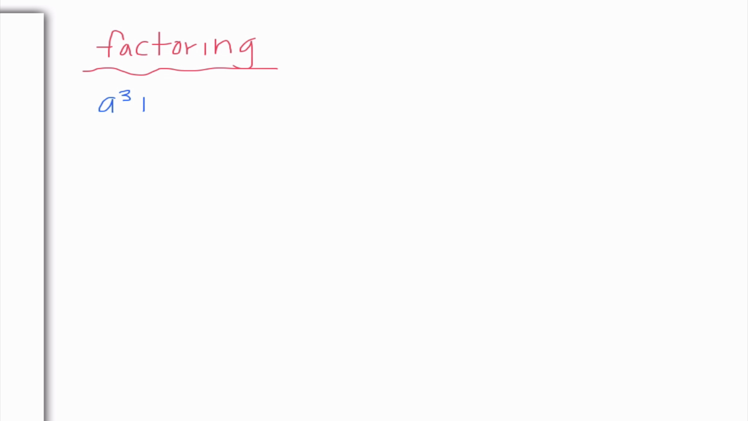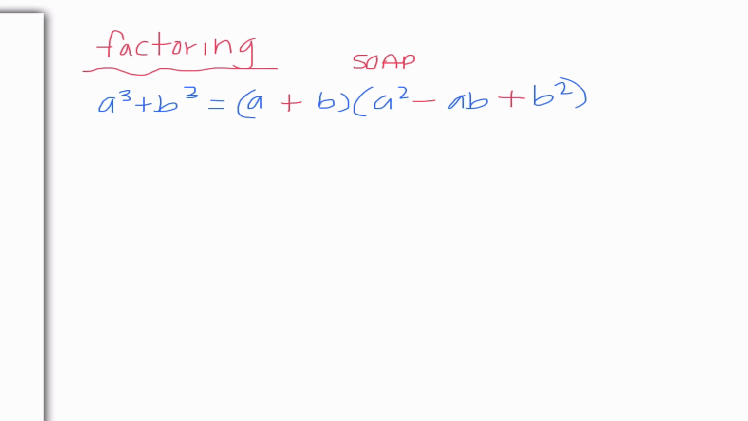One of those is when we have either our sum or difference of cubes. So I just want to remind you guys that this is a pattern, and we use the word SOAP to help us remember what to do. SOAP stood for same, opposite, always positive. So our pattern goes A plus B, A squared, A times B, B squared. So in this case, since I have a plus sign, it would be same, opposite, always positive. Okay, so that is something that we are going to see sometimes.